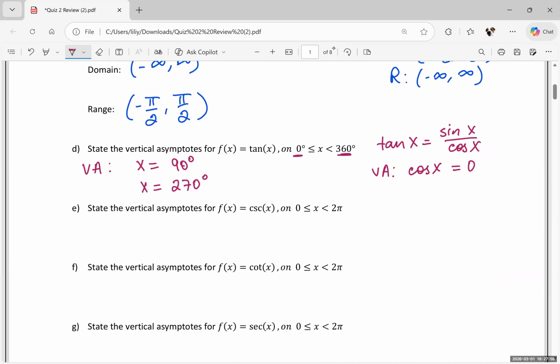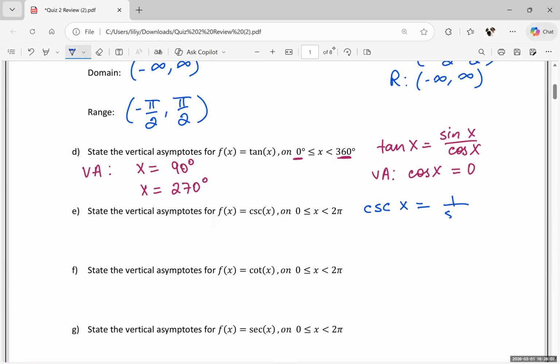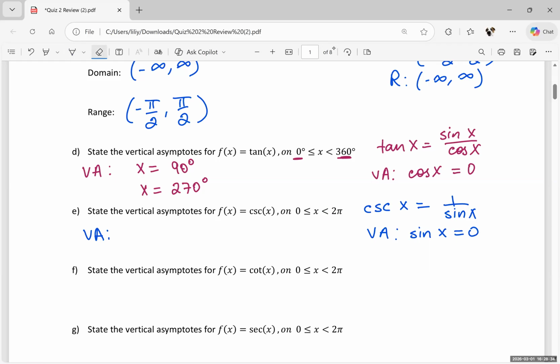Okay, vertical asymptotes for cosecant. It's the exact same logic, so let's go ahead and run through it. Cosecant is 1 over sine. Vertical asymptotes happen when the denominator is 0. So sine x would be 0. And then from the unit circle, sine is 0 at 0, pi, and 2 pi. Now, notice there's no equal sign on the 2 pi, so we don't technically need to include 2 pi. The 0 degrees takes care of the 2 pi.